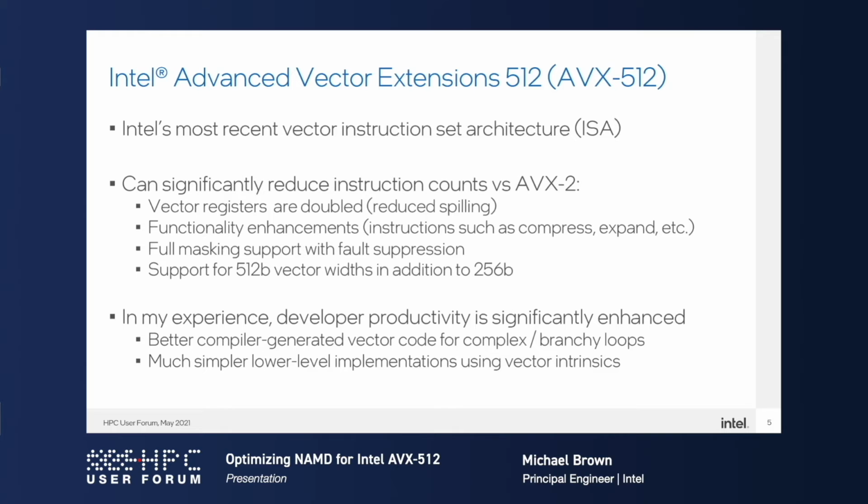Additionally, in my experience, developer productivity can be significantly enhanced. Compilers can be much better at generating vector code when complex or branchy loops are involved. For lower-level implementations using vector intrinsics, the ISA enhancements can allow for simpler implementations in my experience.